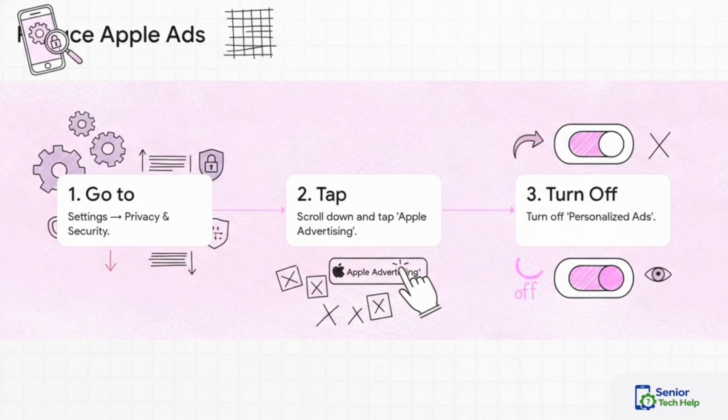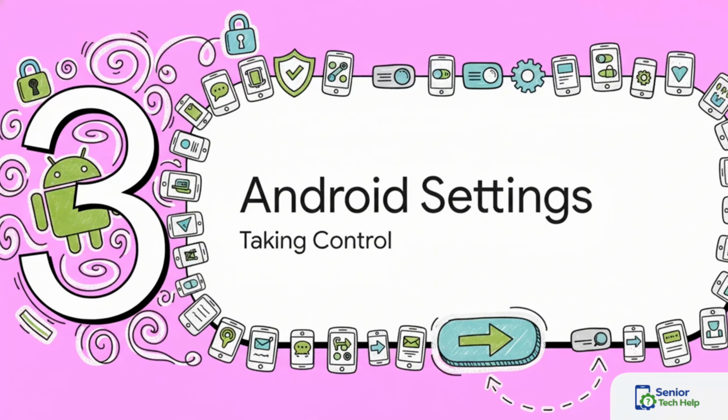To tone that down, just go back to the main privacy and security page again. Scroll down near the bottom, tap on Apple Advertising, and just flip the switch for personalized ads to off. And you're done. Great work. Okay, iPhone folks, you can take a breather.